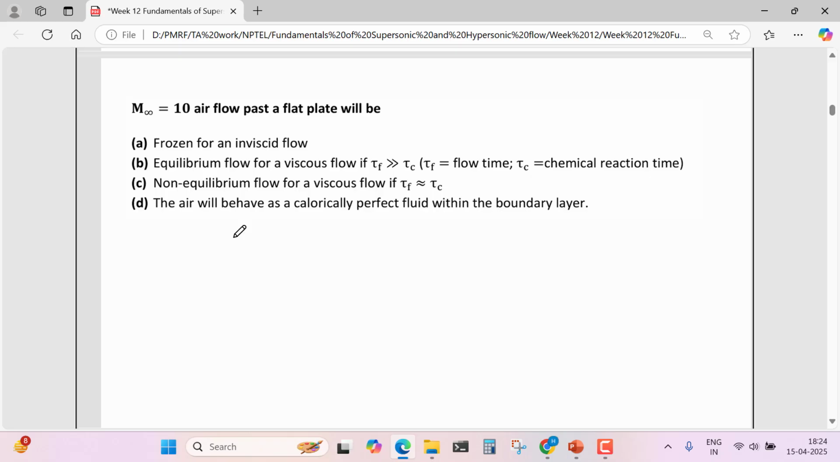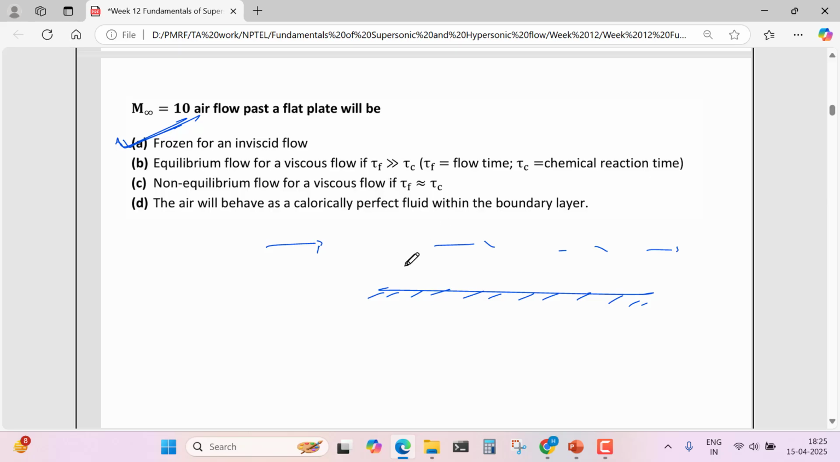So we will check each option one by one. Let's say this is the flat plate. If there is a flat plate and the flow is inviscid, there will not be any boundary layer, so the flow will directly pass through it. So the flow will remain frozen. So this option is correct.